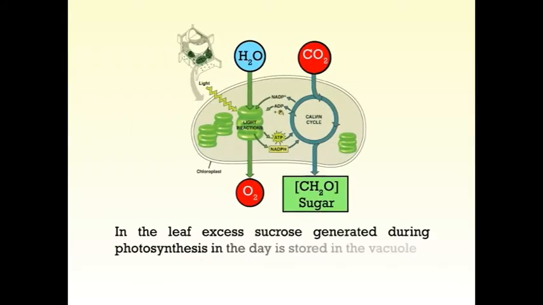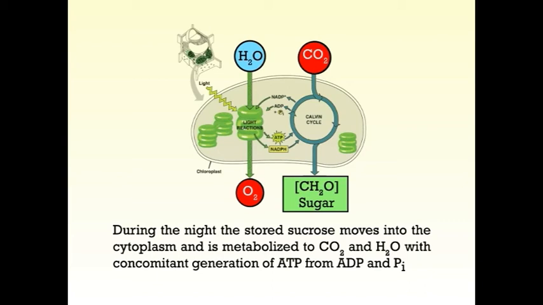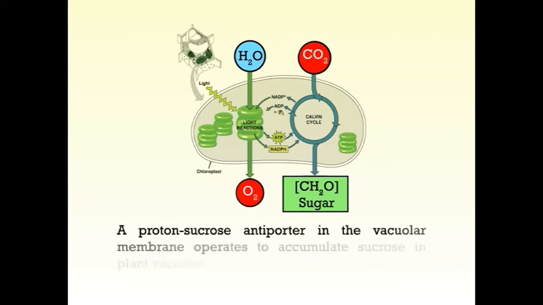In the leaf, for example, excess sucrose generated during photosynthesis in the day is stored in the vacuole. During the night, the stored sucrose moves into the cytoplasm and is metabolized into carbon dioxide and water with concomitant generation of ATP from ADP and inorganic phosphate. A proton sucrose antiporter in the vacuolar membrane operates to accumulate sucrose in plant vacuoles.